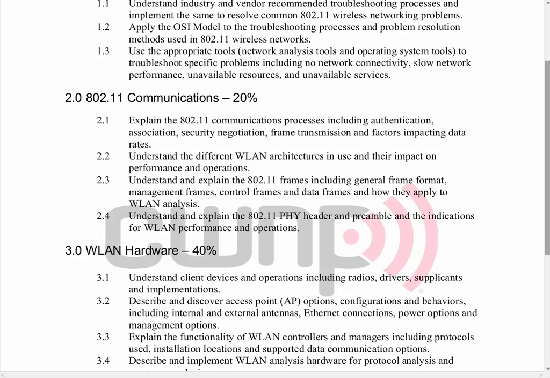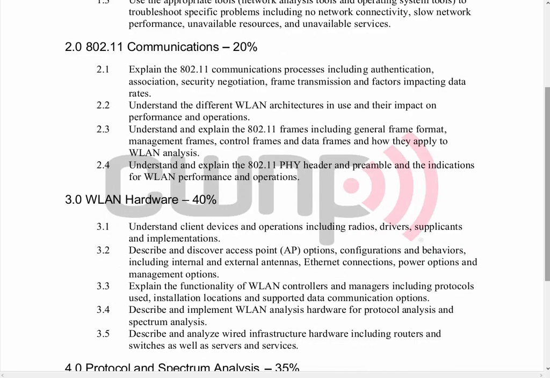The third knowledge domain I mentioned was wireless LAN hardware. And here we have 5 sub-objectives.